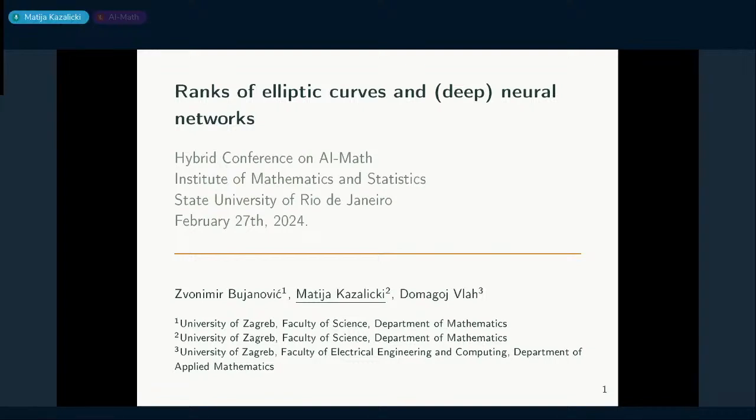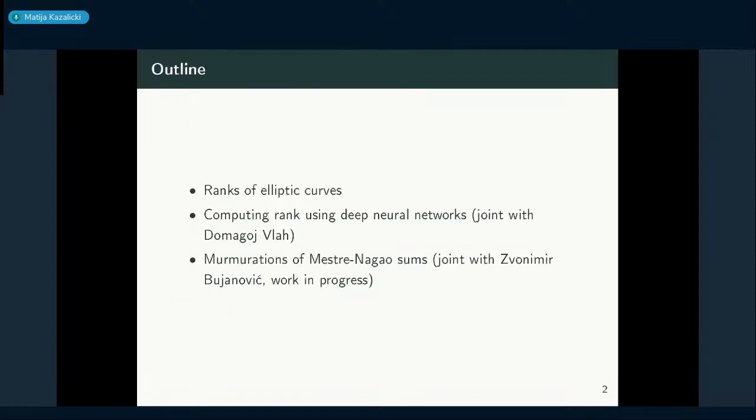Okay, so hi everyone. I'd like to thank the organizers for giving me the opportunity to talk about my work. I'll talk about ranks of elliptic curves and deep neural networks. What we'll talk about now is joint work, in two distinct projects, with Domagoj Vlah and Zvonimir Bujanovic. They're both from the University of Zagreb.